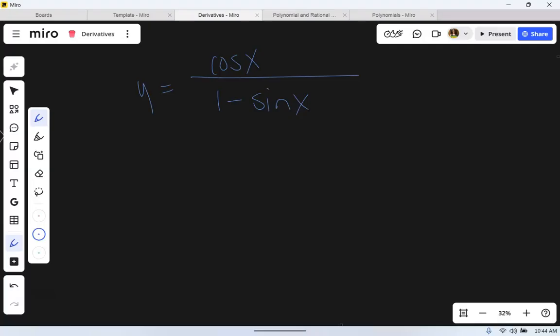Find dy/dx. So what is this? This is the quotient rule. D over dx, the derivative of y with respect to x, is the same thing as saying this.